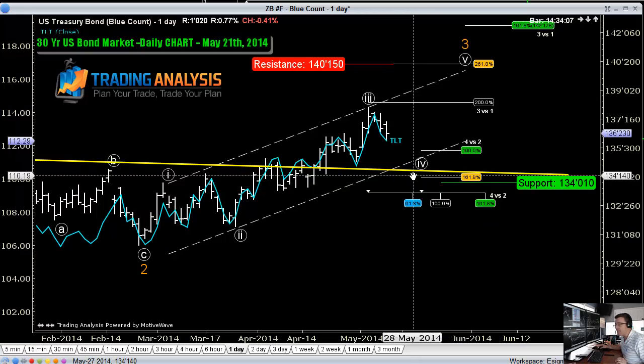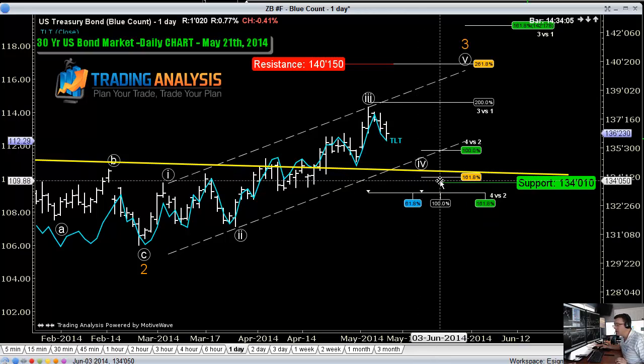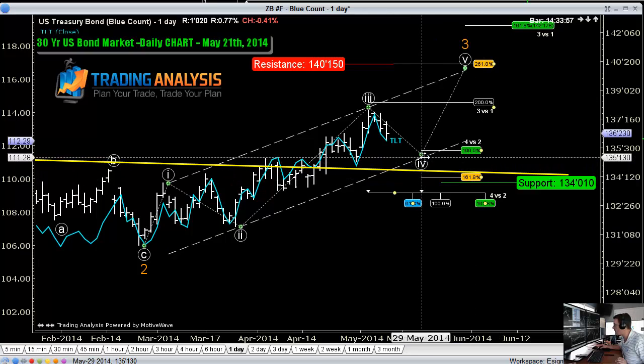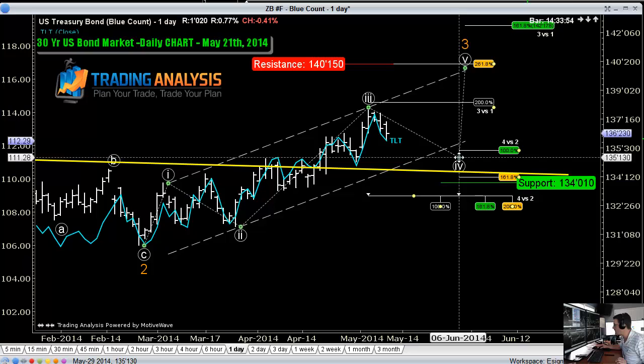And when should it happen? Wave 4 really shouldn't complete before June 3rd, and it ideally should complete around June 12th. That's the typical wave 4 time distance, so it'd be way out like this.